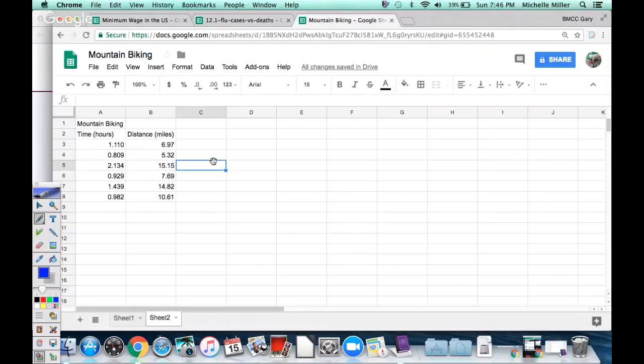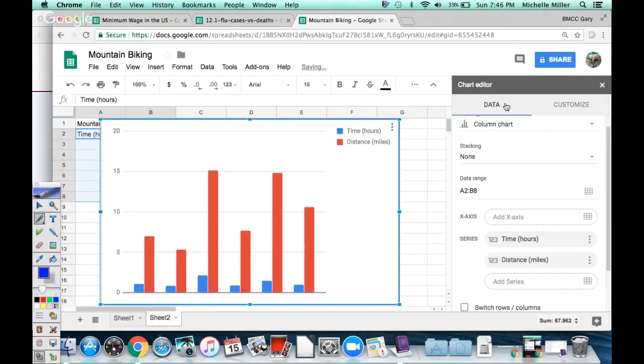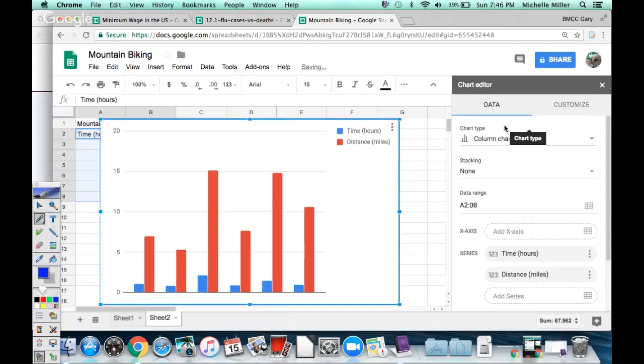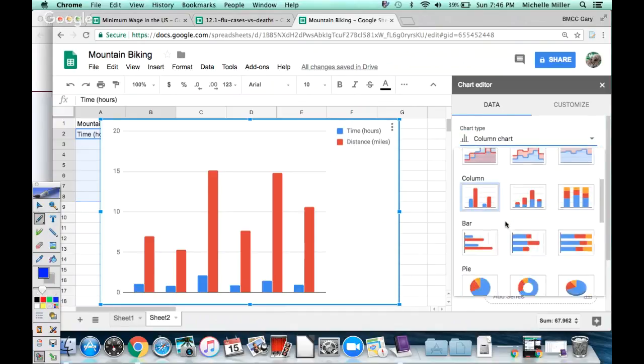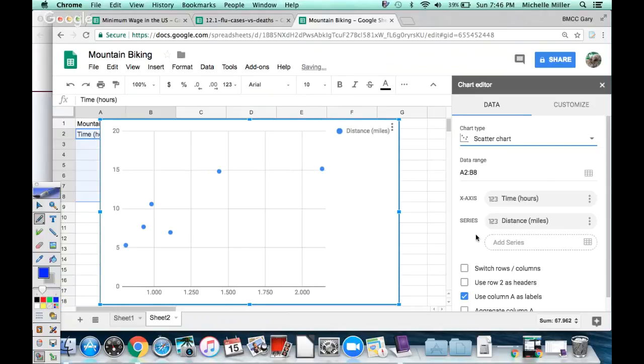I'll show that too. If I want to make a graph out of these two, I highlight the data, and I like to highlight the titles. And then I use the Insert Chart option. And I don't want a column chart, I want a scatter plot. Once I have the scatter plot, I look at it and say, do those kind of sort of line up? And I'm going to say, yeah, they kind of sort of line up.